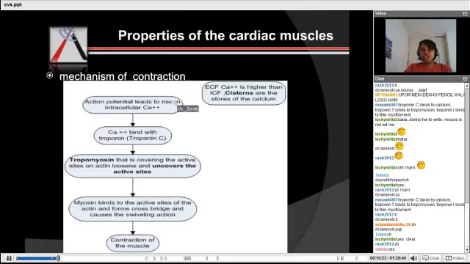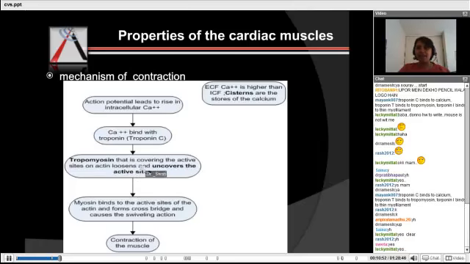The action potential was leading to rise in intracellular calcium, isn't it? Where was the calcium coming from? Calcium was coming extracellularly. It was coming through those T tubules and then it was being available inside. So once the calcium is available inside, calcium binds to troponin C.